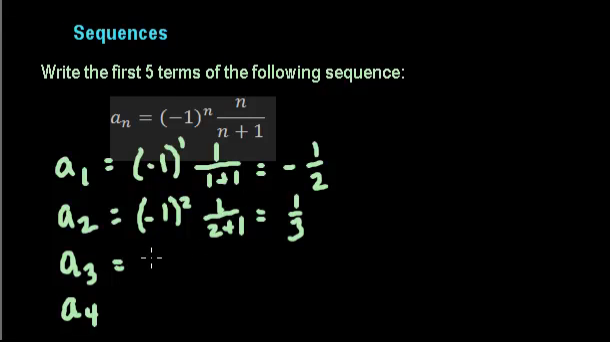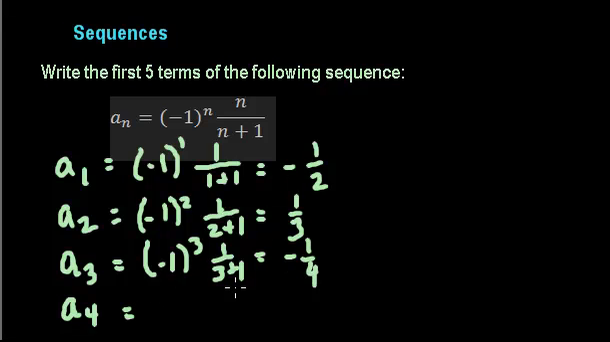So I figure my next one's going to be negative, but I'm going to go ahead and plug it in anyway. Negative 1 raised to the third times 1 over 3 plus 1. So this is going to be negative 1/4. I think the next one will be positive 1/5, just looking at the pattern, but you can go ahead and plug it in. And then a sub 5 is going to be negative 1/6, just looking at patterns and following along with that.